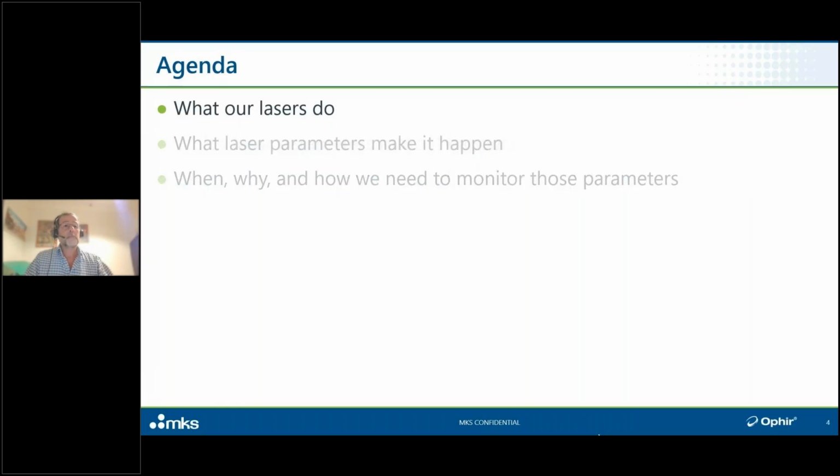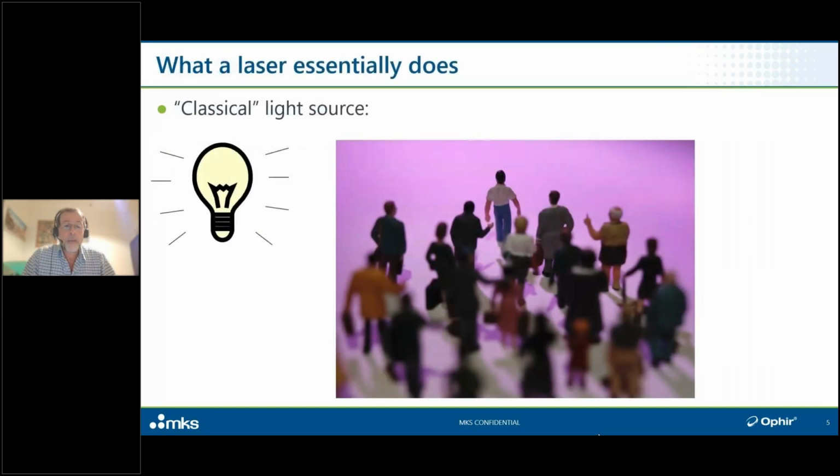So let's begin with what our lasers do, what they are, what they do. So we have what we call classical light sources. Think of an incandescent light bulb. Some of you hopefully might still remember what those are. And basically, a classical light source is giving off photons of light, but each photon is completely uninterested in each other photon. Different wavelengths, different phases. There's no phase relationship between them, each going in a different direction.